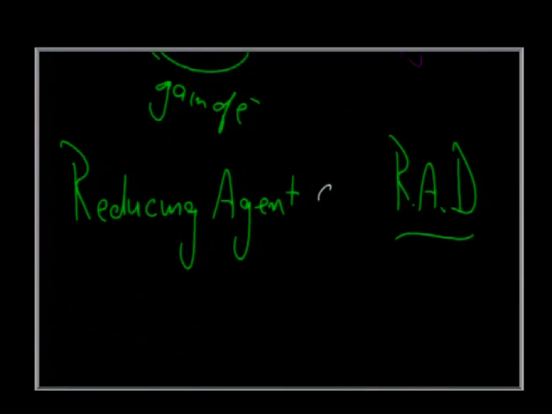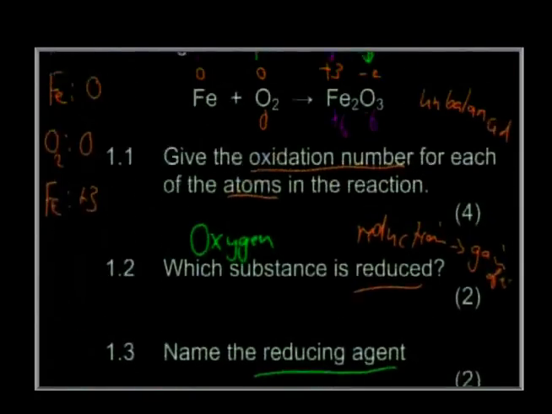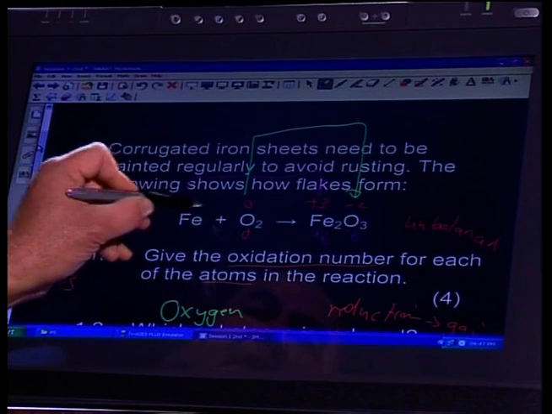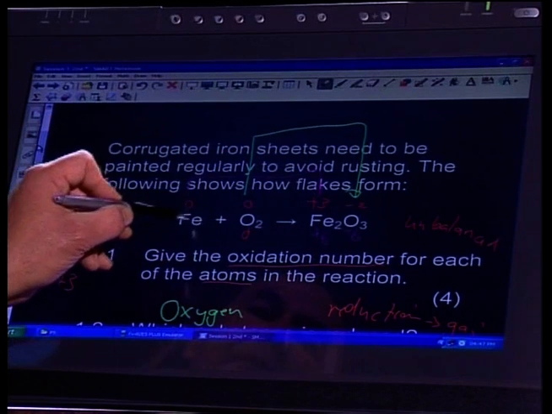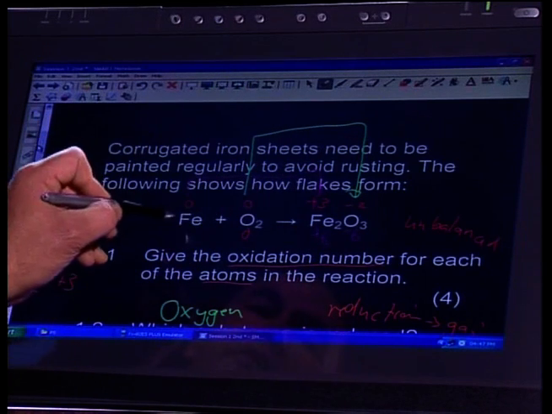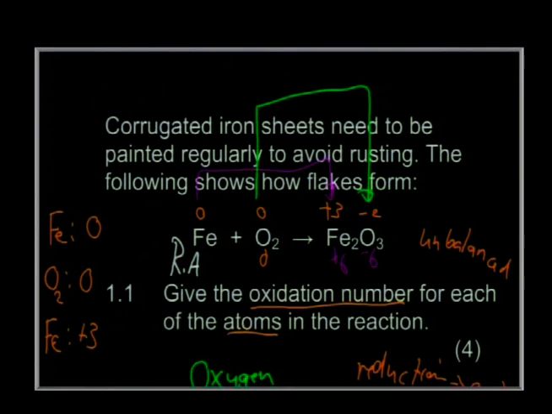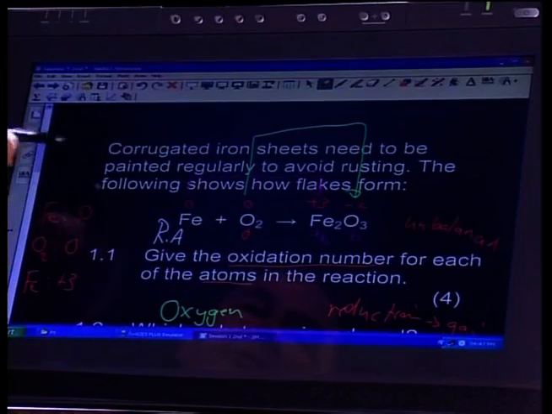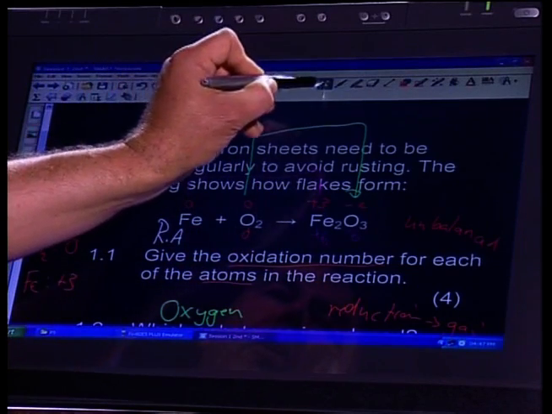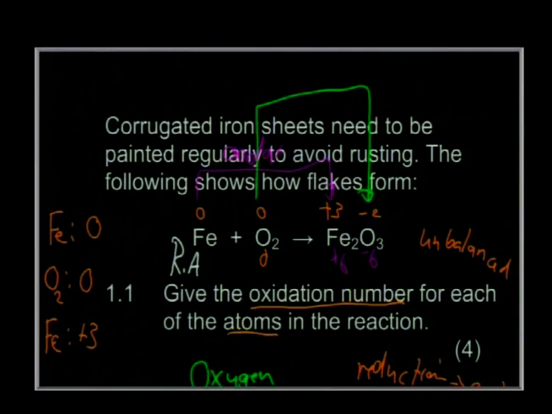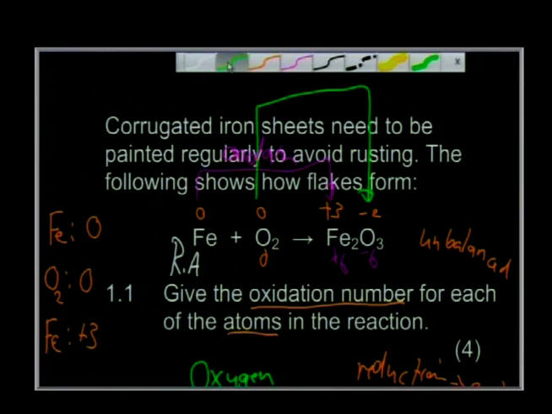So if you remember that a reducing agent always donates electrons, then we've got to ask ourselves, where were the electrons coming from? Who donated the electrons? Now look here. Oxygen gained electrons, but the iron lost electrons. So the iron is the reducing agent. It is the thing that is donating electrons. It went from 0 to +3. It underwent oxidation. This is oxidation, where this one is reduction.